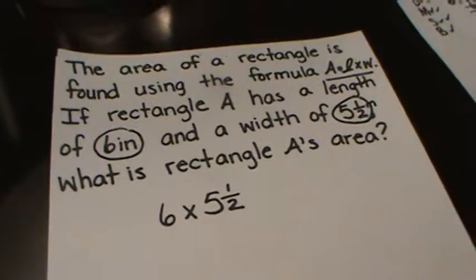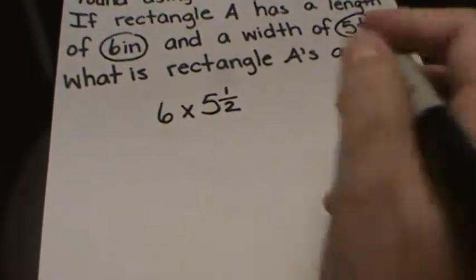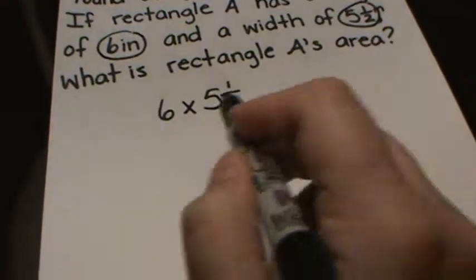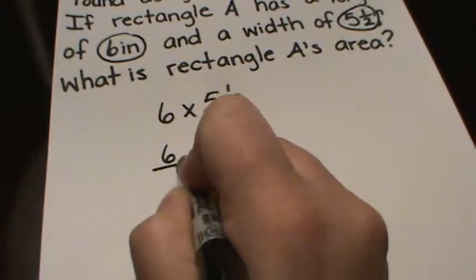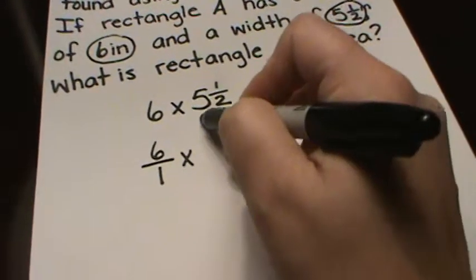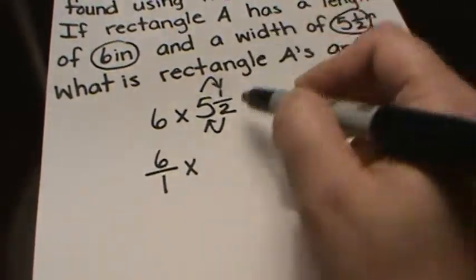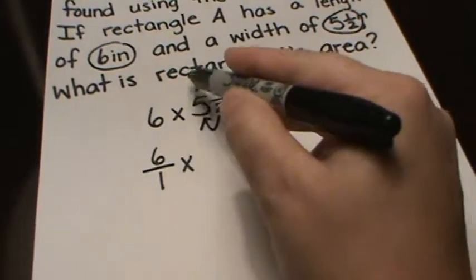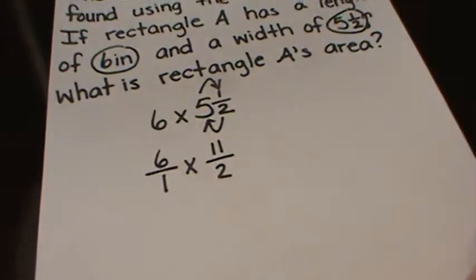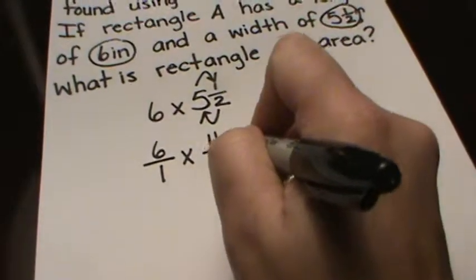The first step, we convert into fractions. 6 is 6 wholes, so we must make it 6 over 1. 5 1/2, we do what we've always been doing. 2 times 5 is 10, plus 1 is 11. And we're ready to go from here.